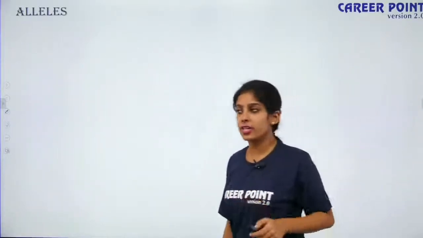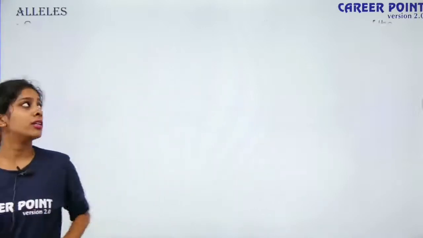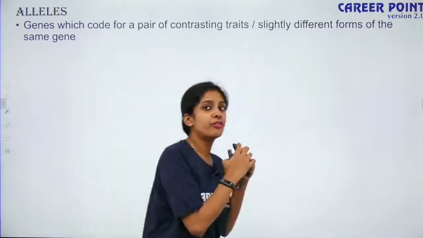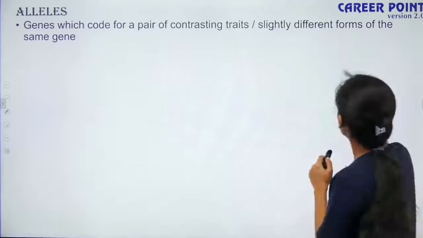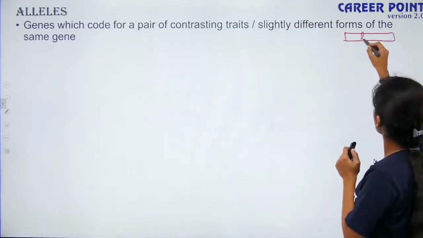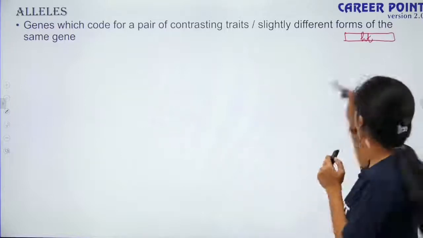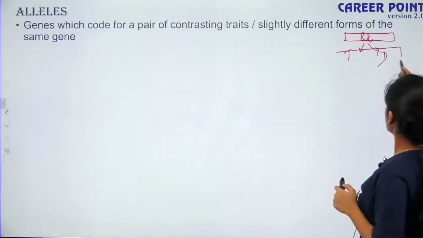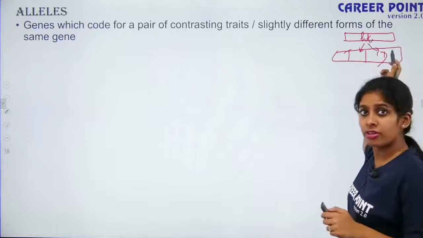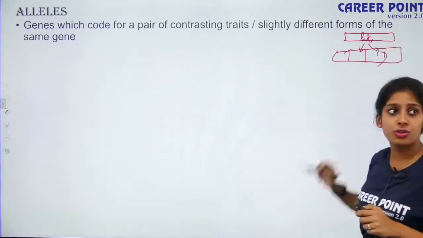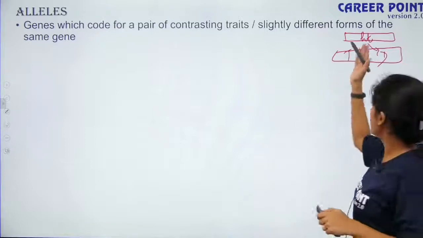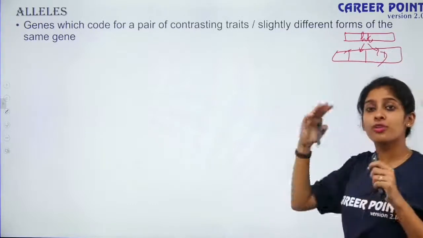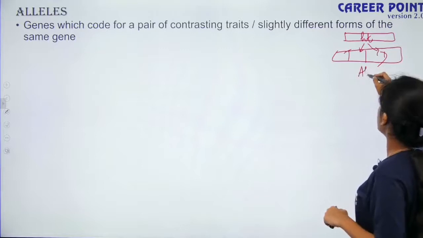So the next term that you need to understand is alleles. So what are alleles? Genes which code for a pair of contrasting traits, slightly different forms of the same gene. For example, I told you height is a character, right? So it has 2 traits. One is tall, one is dwarf, right? So there should be a gene that codes for tall and dwarf. So this is the character and these are the 2 traits, tall and dwarf. There should be a gene that codes for tall and there should be a gene that codes for dwarf. So these 2 genes that code for the varying or opposite traits are known as alleles.